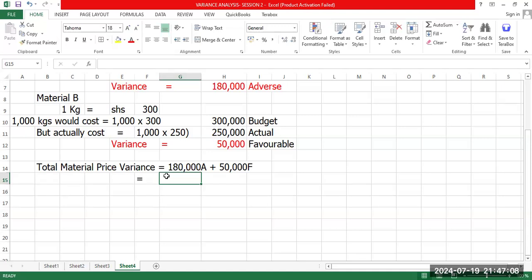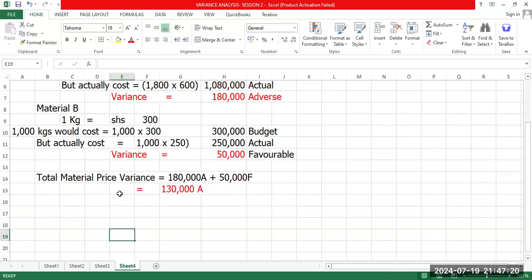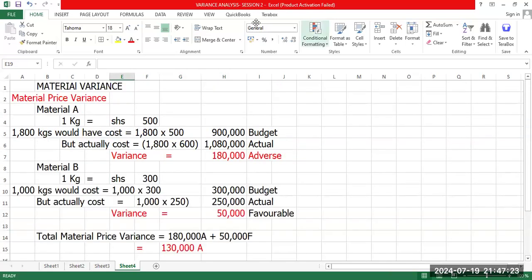130 negative. 130 adverse. So that is your material price variance. We are done with Roman 1.